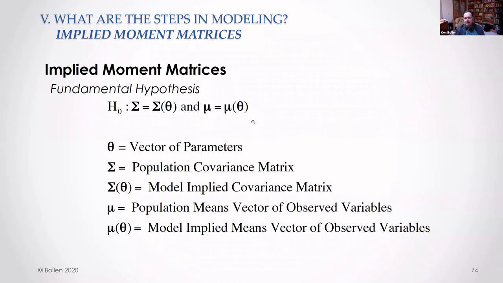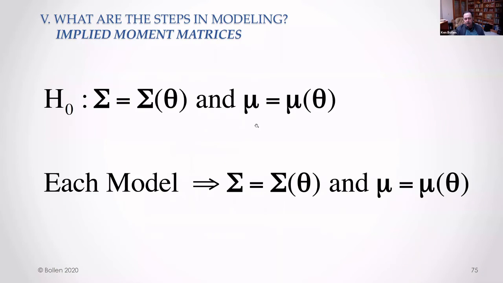So that's what these implied moment matrices are about. There are only two moments we're looking at: the means as the first moment and the covariance matrix as the second moment, and we're matching them together. Each time you formulate a model, you will formulate a different sigma of theta and mu of theta. It's the model that dictates what that nonlinear form of theta is for sigma and for mu, so it's dependent on your model structure.